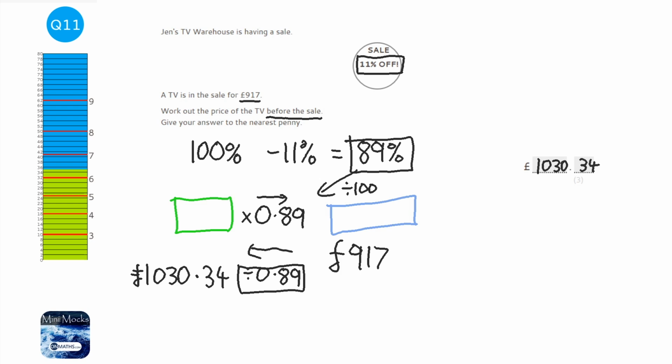Let's see if that makes sense. Well, it makes sense that it's gone down a little bit to £917. We'd expect the price before the sale to be higher than the price in the sale. Something you can do to check that it works is you can then times the answer by 0.89, and there we go, we get 917, so it completely makes sense.